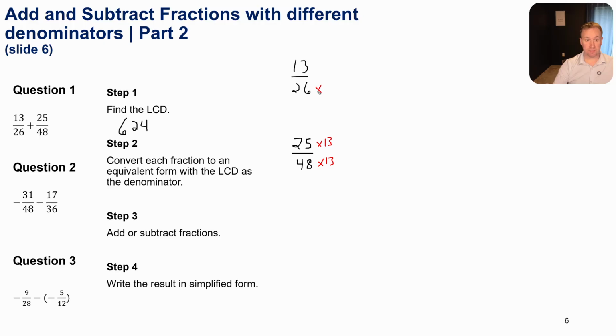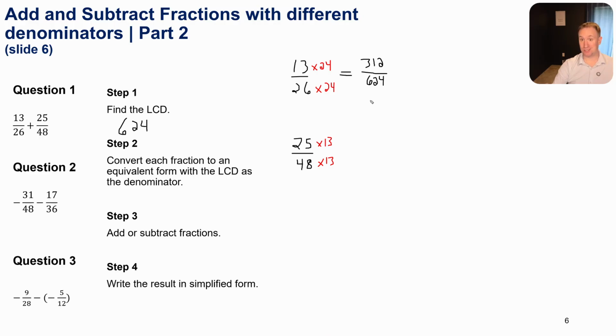26 then is going to be 24, and 13 is 24 as well. So that gets us to 624. So if I complete the equivalencies here then, what I end up getting in this case is 312. So 13 times 24 is 312. And 26 times 24 is 624.